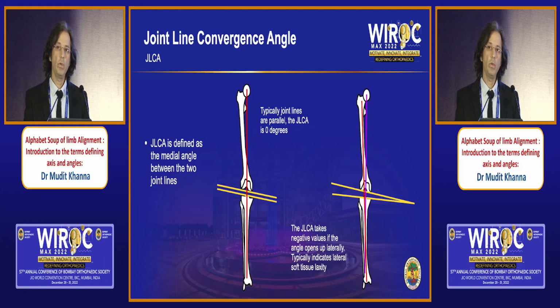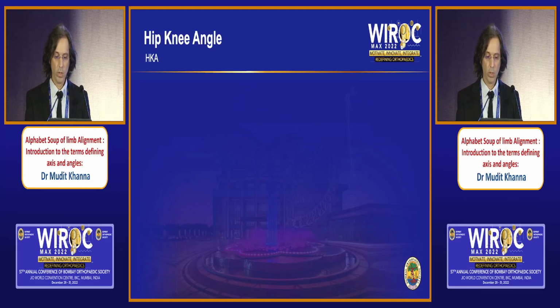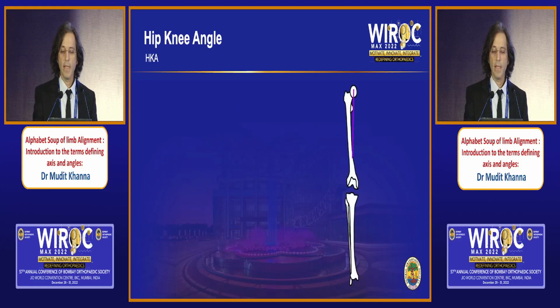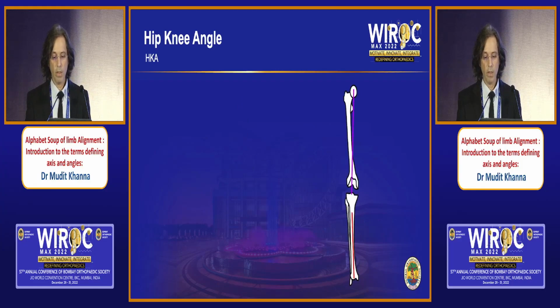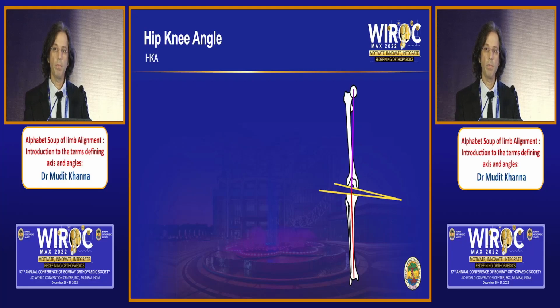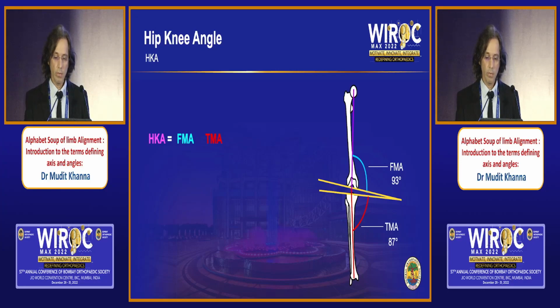And it's important to note the joint line convergence angle because the overall alignment of the limb, which is the hip-knee angle, is influenced by the joint line convergence angle. So now moving on to the main angle that we typically tend to measure, we often measure the angle between the mechanical axis of the femur and the mechanical axis or the anatomical axis of the tibia. And we often do not take into consideration the joint line convergence angle.